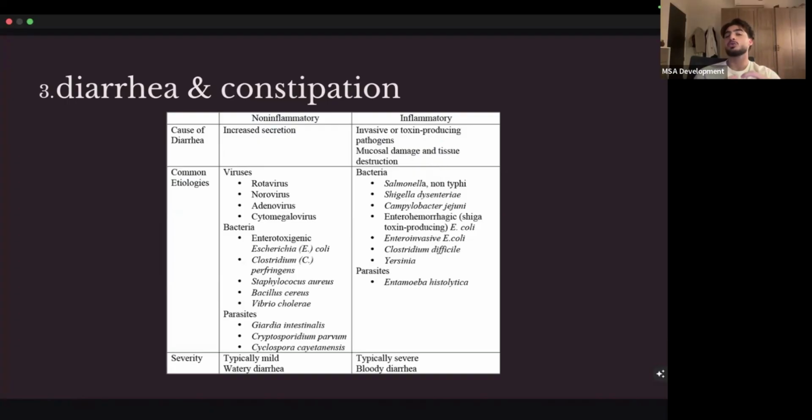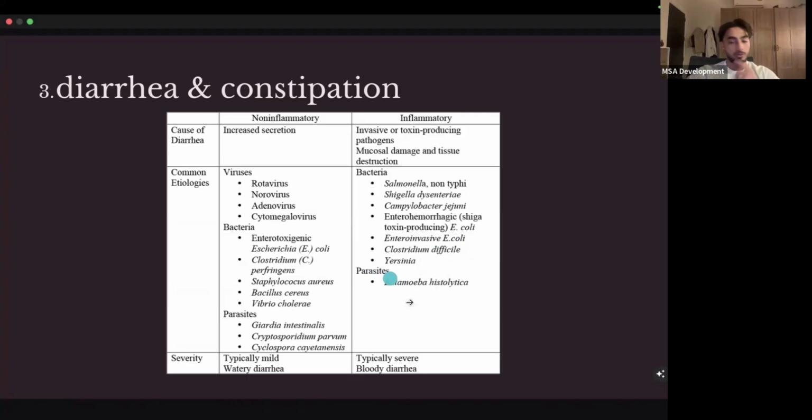That's because you get actual mucosal damage, and because of that, in the stools you could see mucosal debris. You could also see WBCs, different cell types, and these are the pathogens causing inflammatory diarrhea. So you have Salmonella, Shigella, Campylobacter, E. coli, Shiga toxin producing E. coli, again, enteroinvasive E. coli. So anything that's going to invade into the mucosa is going to cause exudative or inflammatory diarrhea.